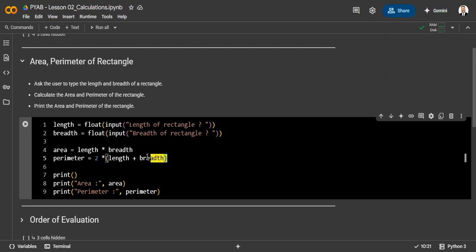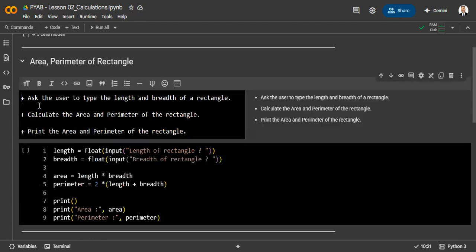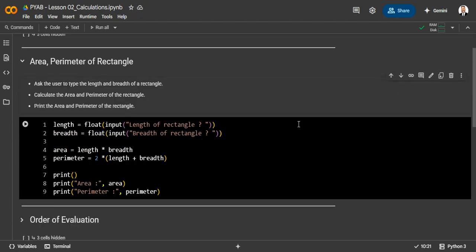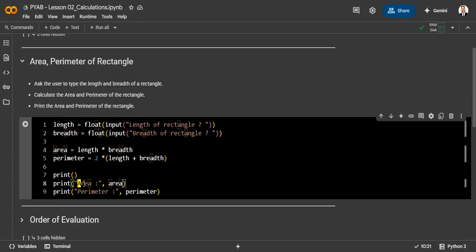and the perimeter here. I hope the formulas are no problem to you. You learnt it in your primary school. How do we calculate area? How do we calculate perimeter? And the third section asks us to print. So we are going to print it here, printing the area and then printing the perimeter.